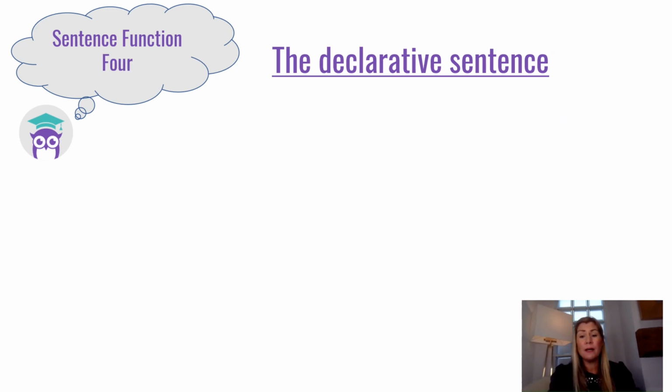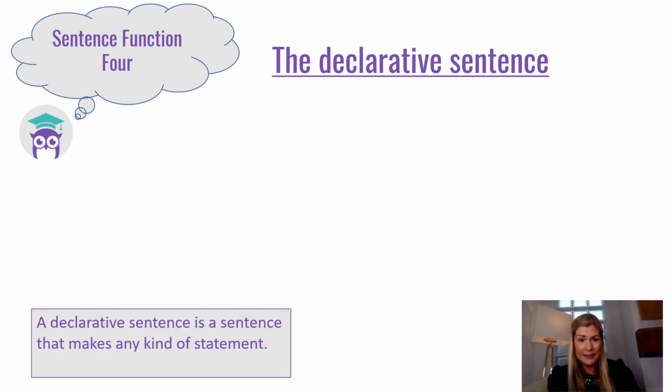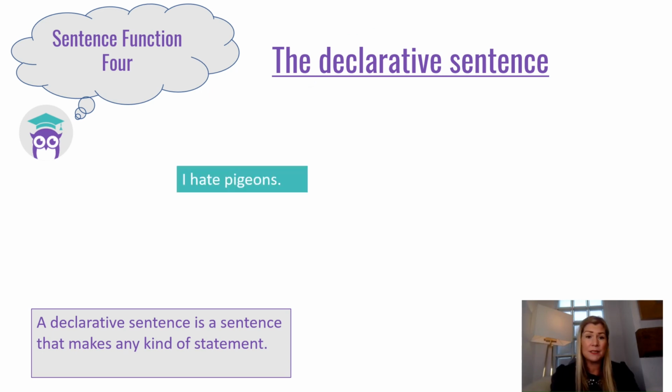And the final sentence function is the declarative sentence. A declarative sentence is a sentence that makes a statement, any kind of statement. It's basically every sentence that's left over. If you think about it, declarative, you might think of the word to declare. When you declare something, you make a statement. So, continuing with the theme of silliness, I hate pigeons. That's a declarative statement. I'm sort of stating it as fact. It doesn't have to be fact. An opinion can be declarative as well, of course.